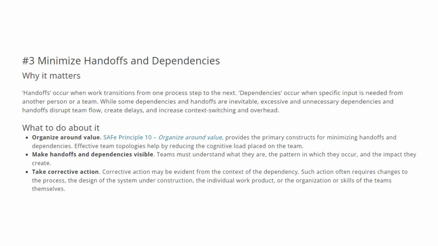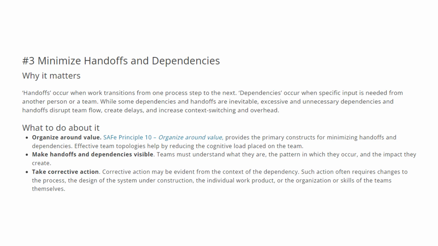What to do about it? How do we solve this? SAFe principle number 10, organize around value, provides the primary constructs for minimizing handoffs and dependencies. Effective team topologies help by reducing the cognitive load placed on the team.